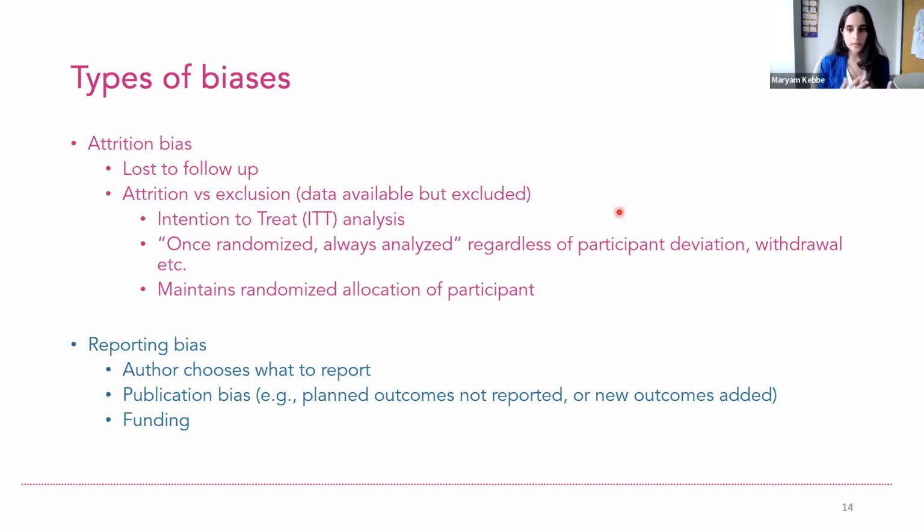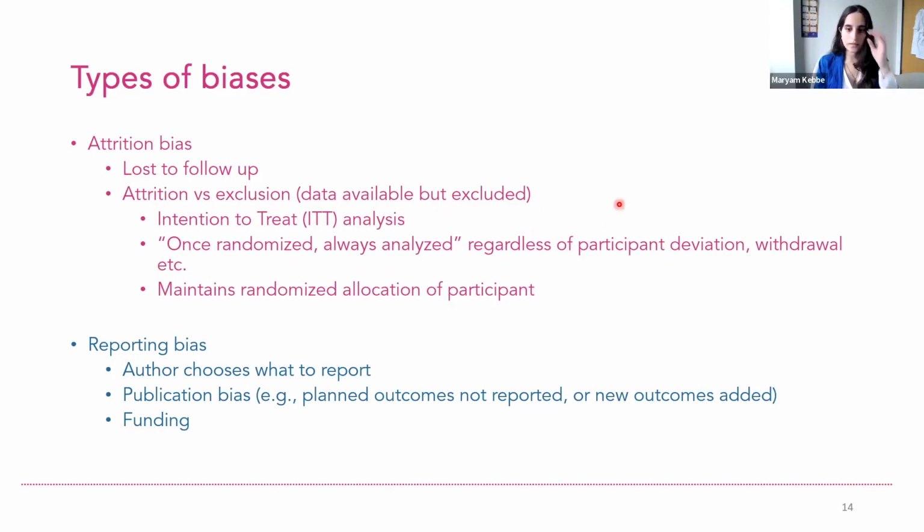And this violates the principle of intent to treat analysis, or ITT. This is the recommended analysis for RCTs. An easy way to remember what ITT refers to is the saying, once randomized, always analyzed. And this is no matter what, regardless of whether you had participants deviate from the study, or whether you had withdrawals of participants.